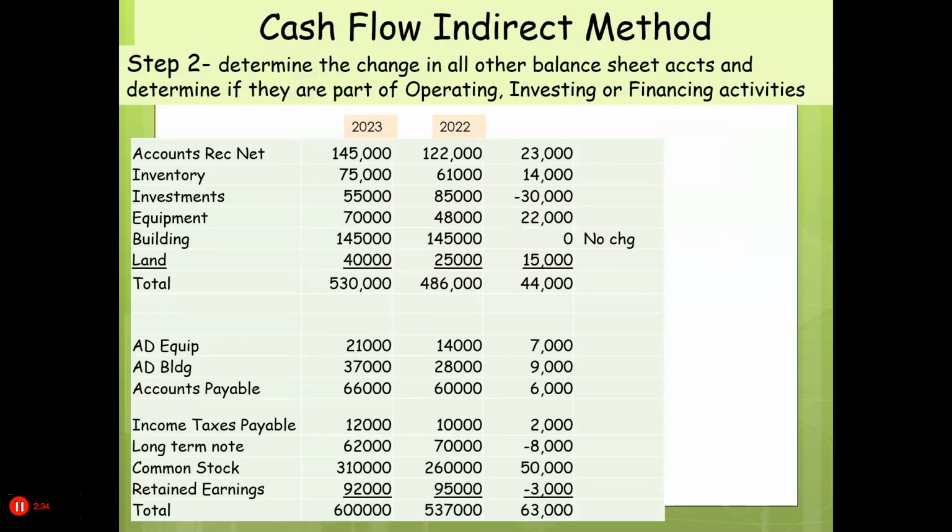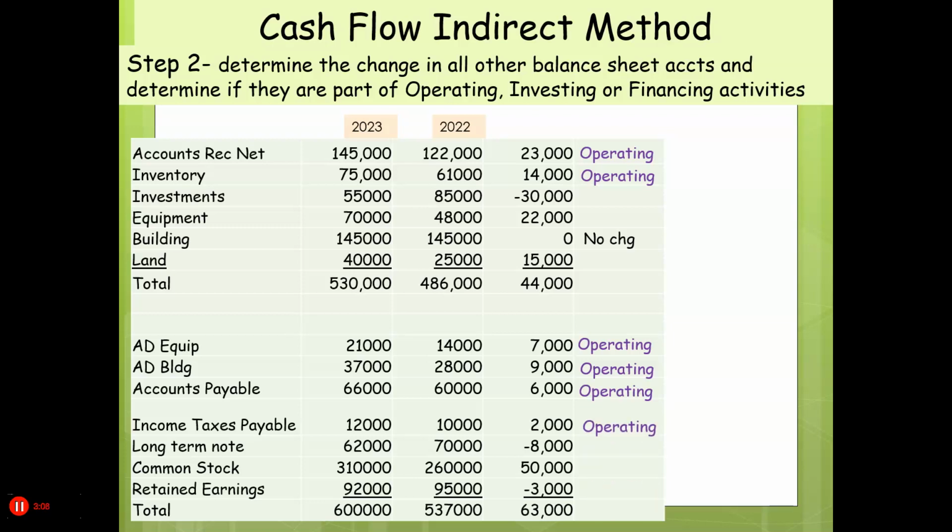So, what we're going to do first, what I like to do, is once I've figured out the change, the next thing I'm going to do is identify where it would go on my cash flow statement using the indirect method. Well, accounts receivable, inventory, accumulated depreciation for building, and why do we include that? Because those are non-cash transactions that need to be backed out of net income. Accounts payable and income tax payable.